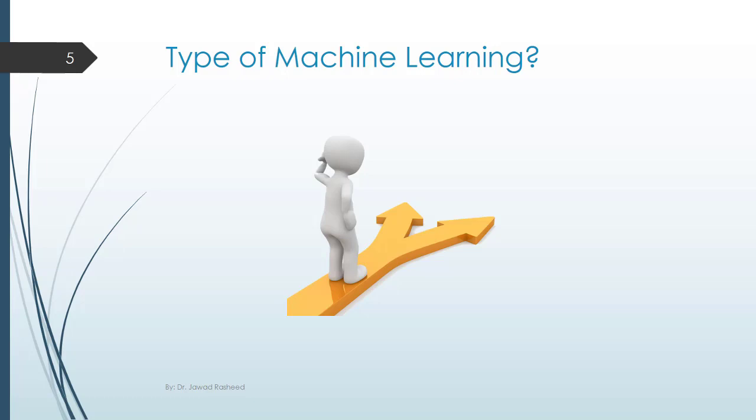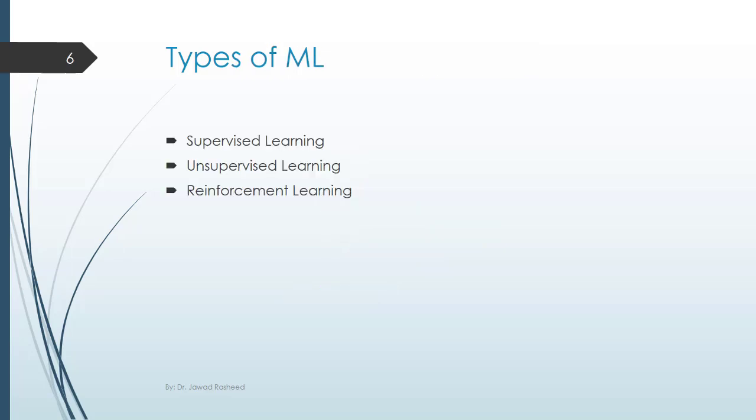So let's see now the types of machine learning. There is not a specific type of machine learning. Machine learning is categorized actually into several subcategories. Now let's move on and see subcategories of machine learning, which is actually categorized into three different types. So those three types are, you can say, supervised machine learning, unsupervised machine learning, and reinforcement learning.